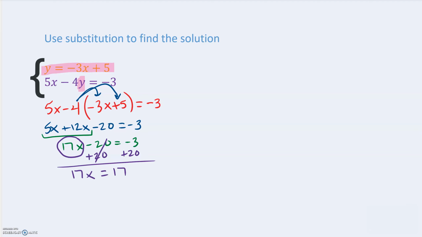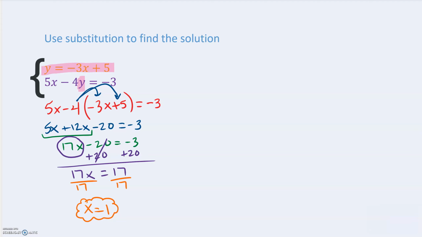From here, my last and final step is to divide, right? 17x, 17 times x. The only way to split those up is to divide. So I'm going to divide both sides by 17, and I end up with x equals 1. I'm going to put my nice fluffy cloud around it. I'm not done yet, but that's important information that I need for later.